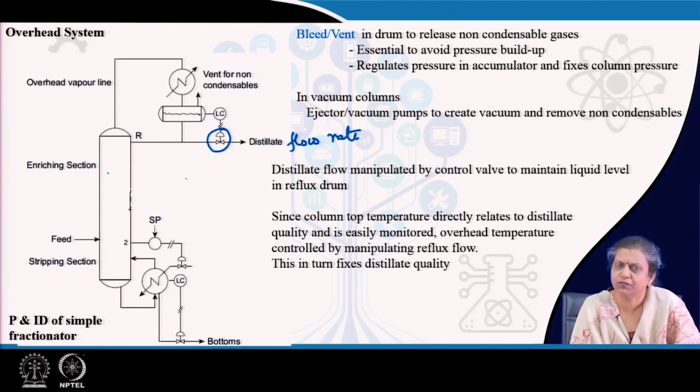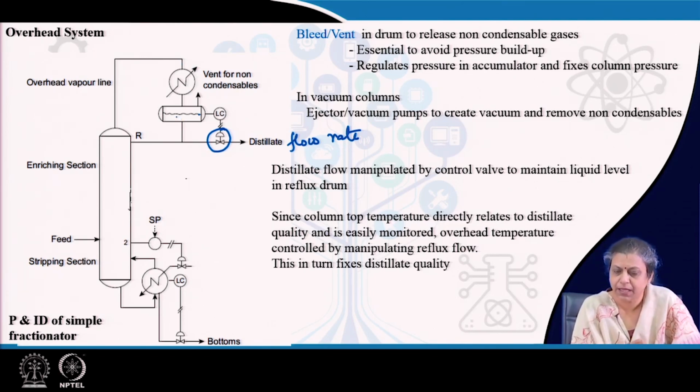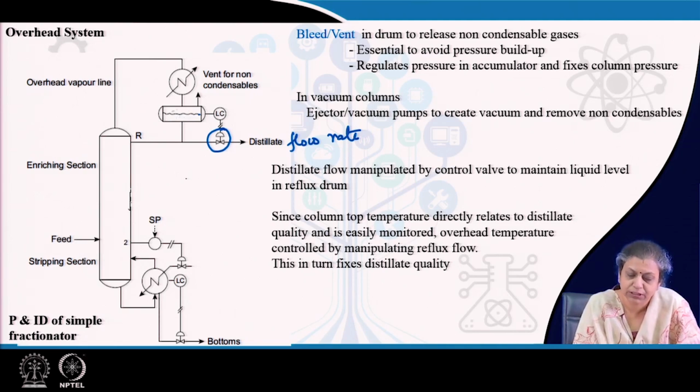There will be some amount of leakages, and this non-condensable gas is also carried away along with the vapor. So, all these non-condensable gases pass through the condenser and come into the reflux drum. In the reflux drum, naturally as the liquid starts accumulating, the non-condensable gases will be accumulating over the liquid in this particular space which I have shown here. Now, if you keep on allowing this non-condensable gas to accumulate here, then definitely there is going to be a pressure build up.